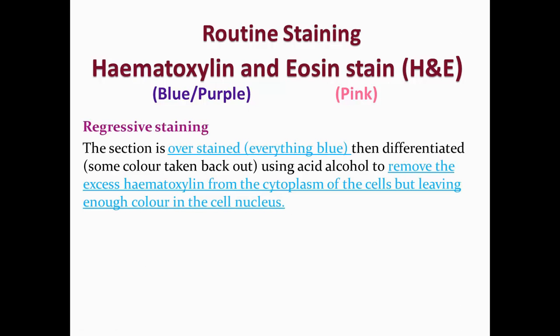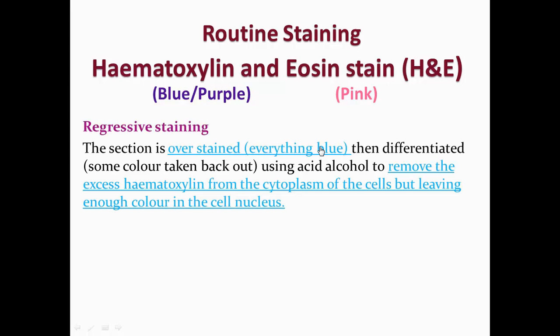In this method, sections are overstained, as in everything is stained blue, with hematoxylin, then differentiated, some colour taken back out, using acid alcohol. This is to remove any excess hematoxylin from the cytoplasm of the cells, but leaves the colour in the nucleus. Let's have a look.